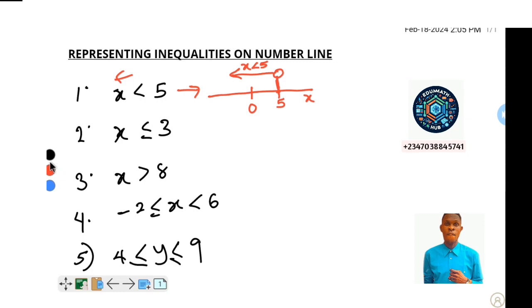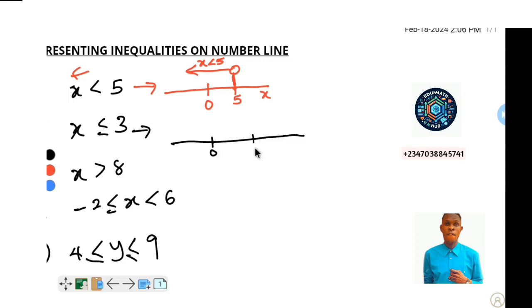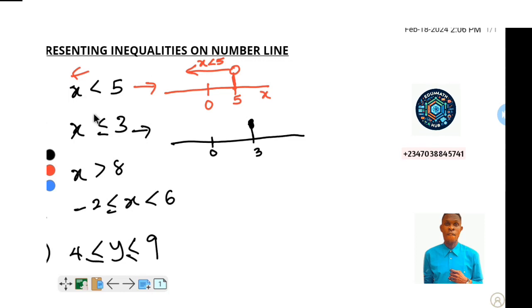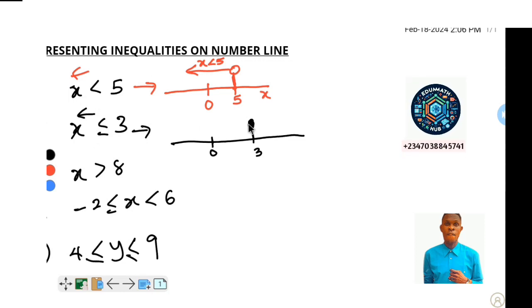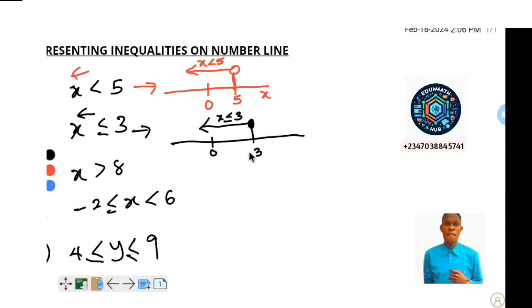Now let's check the second one. For this second one, you draw your line like this. So you have 3. This 0 is here, so 3 is around here. But this interval will be shaded because 3 is involved. So you push this line up, shade this part. Then you look at the direction of the arrow, going left like this. Then you draw your line like this. Then you write x less than or equal to 3 on the line.